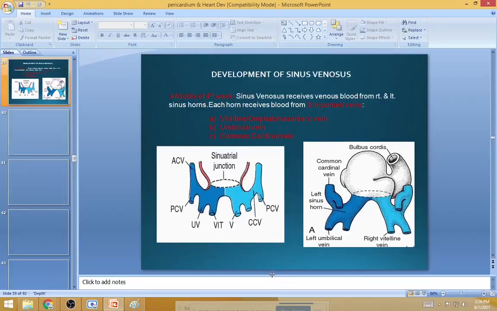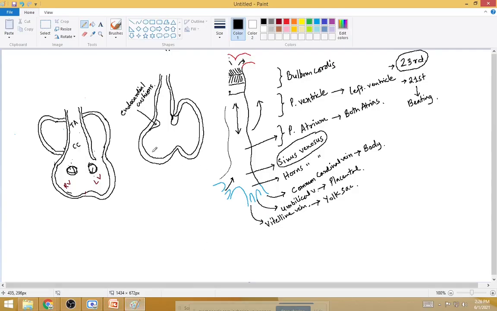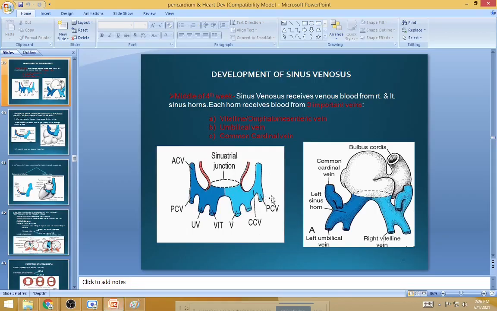Is it clear? Yes, sir. So you see, one thing I have missed here is that there is still this sinus venosus which is opening here, isn't it? It should be communicated here. So this is the sinus venosus. Okay, sinus venosus. Now, I'll just show you in the picture here only.